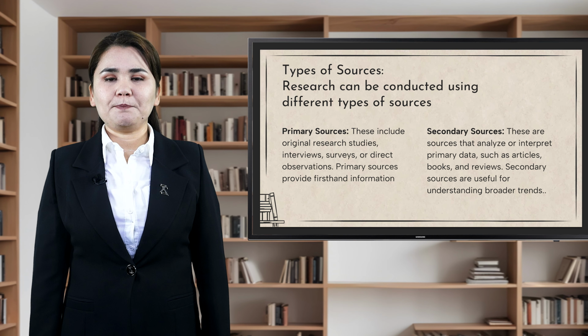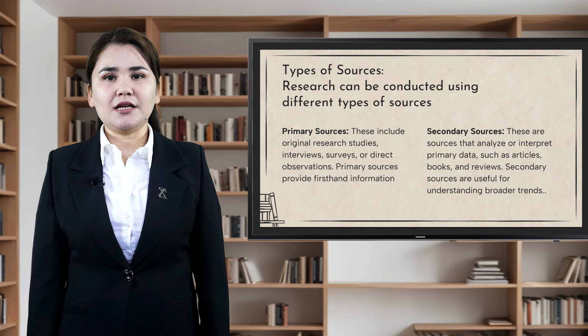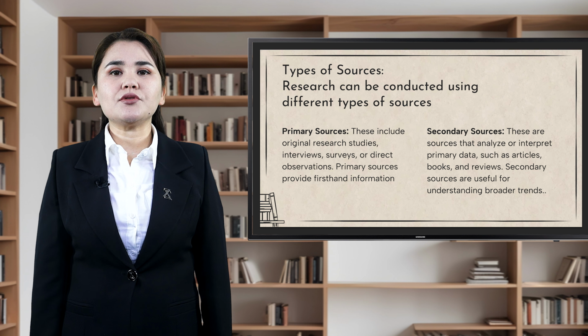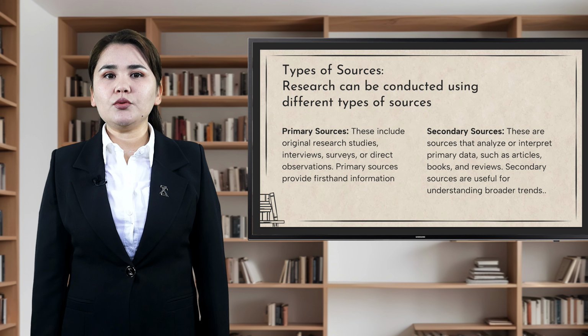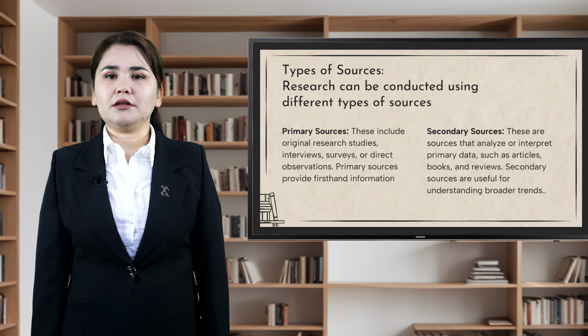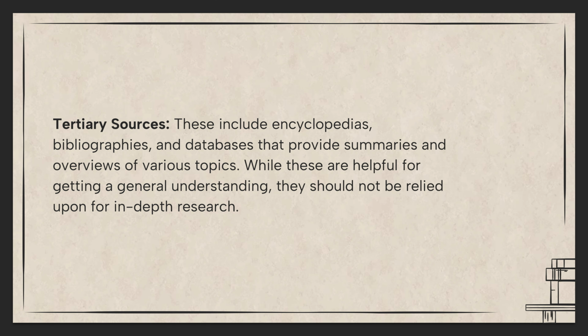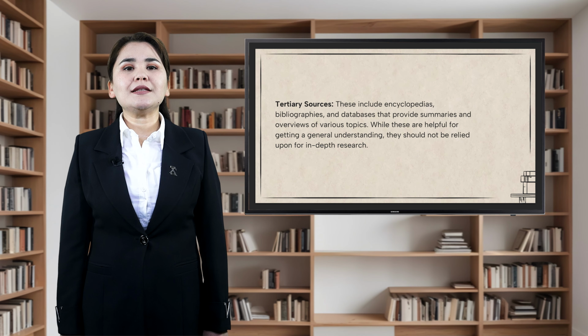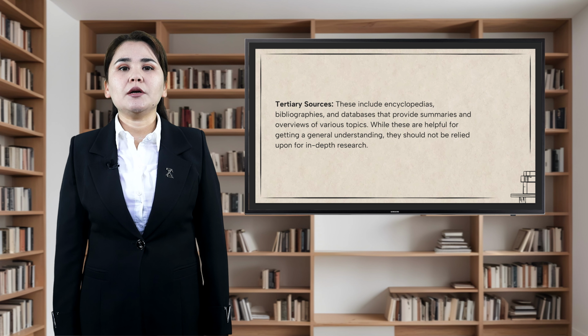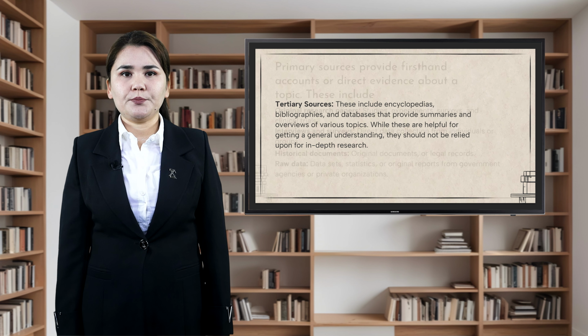Secondary sources. These are sources that analyze or interpret primary data, such as articles, books, and reviews. Secondary sources are useful for understanding broader trends, theories, or historical contexts. And tertiary sources include encyclopedias, bibliographies, and databases that provide summaries and overviews of various topics. While these are helpful for getting a general understanding, they should not be relied upon for in-depth research.